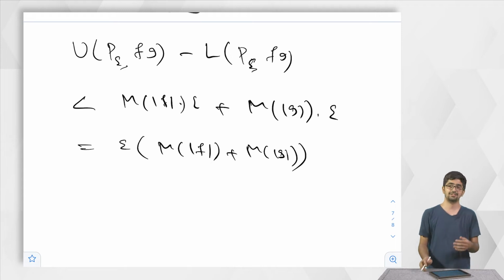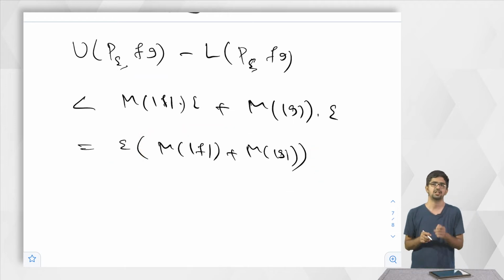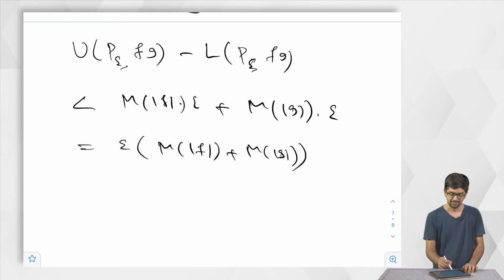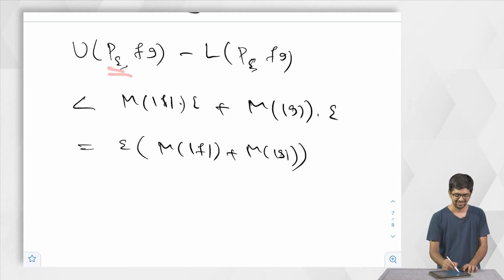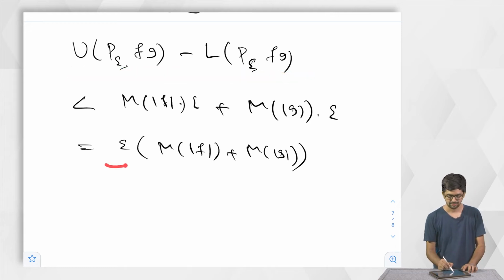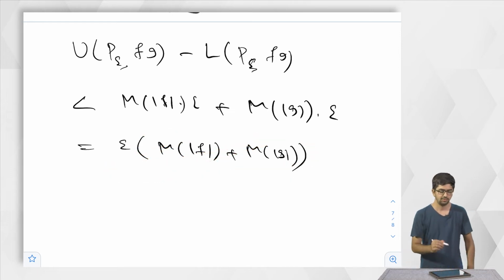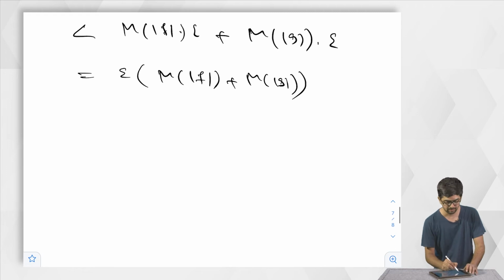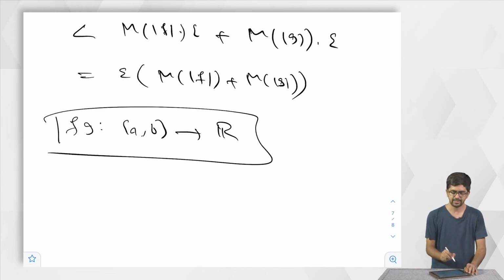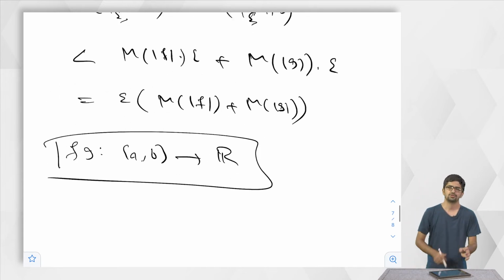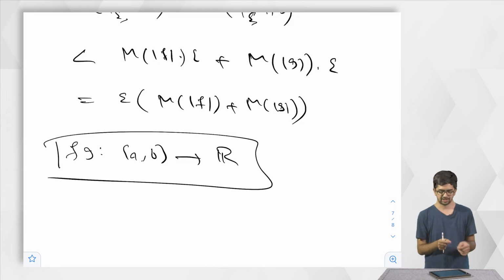So given epsilon positive, we got a partition P_epsilon such that this difference is less than epsilon times some fixed constant. We know this is as good as getting a partition such that this difference is less than epsilon. Those two are equivalent conditions. What does it say? It says fg is integrable, fg from a, b to R is an integrable function. So this is about the algebra of integrable functions. One of the properties: if f and g are integrable functions, their product is an integrable function.